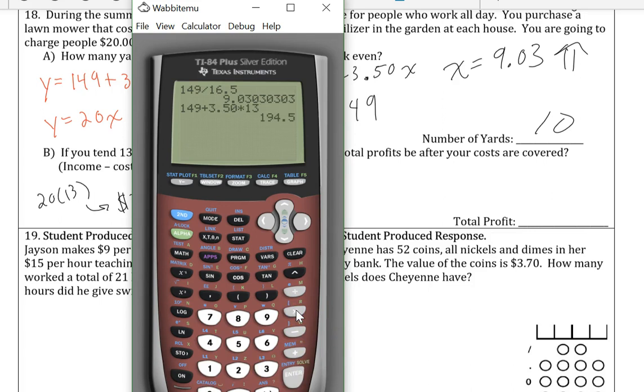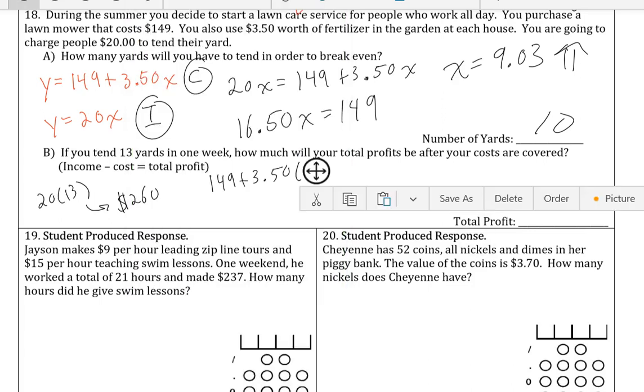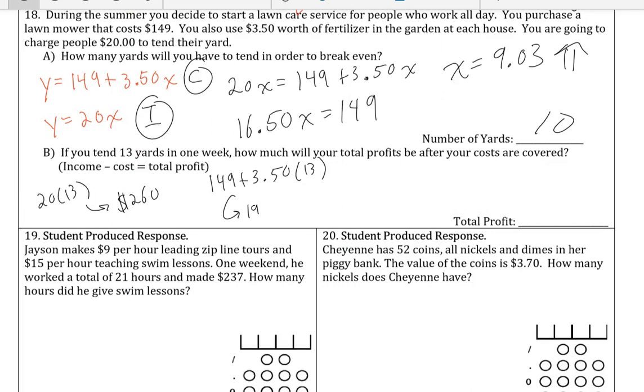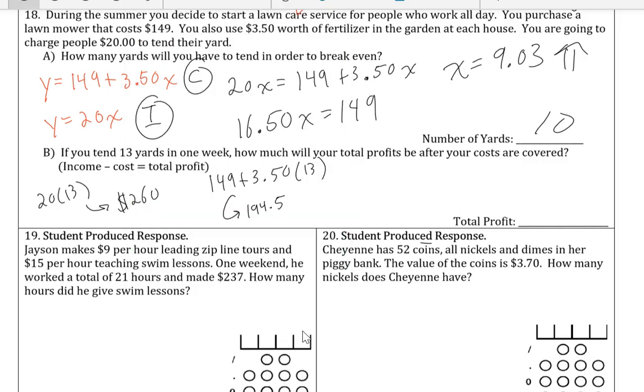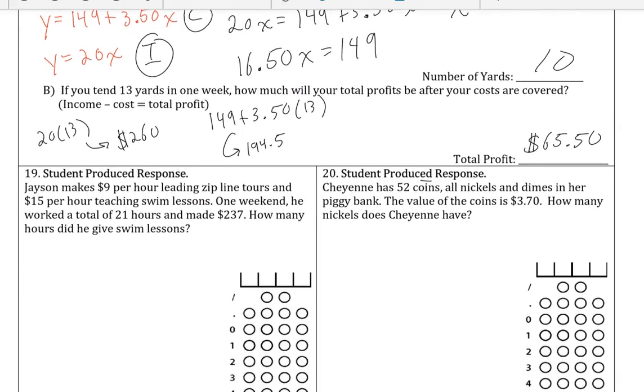So I have 194.5. And again, if we subtract these two amounts, that gives us my actual profit. So I have 260 minus 194.5. I end up with a profit of $65.50. So that's how much I'd actually make.